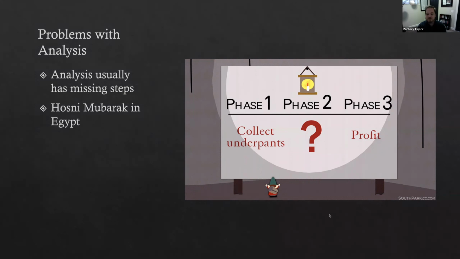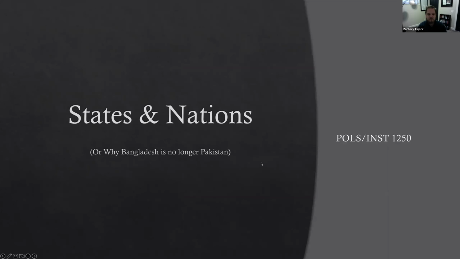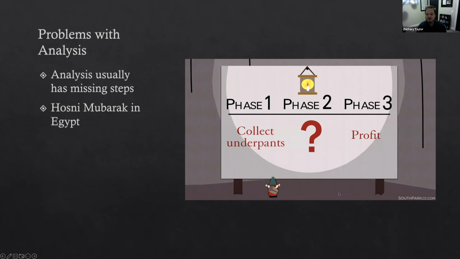I'm sorry if this meme is a little bit outdated at this point. I just think the South Park way of expressing this is the most accurate I've ever seen. Oftentimes in political science, you have this starting point that is readily and easily identifiable.